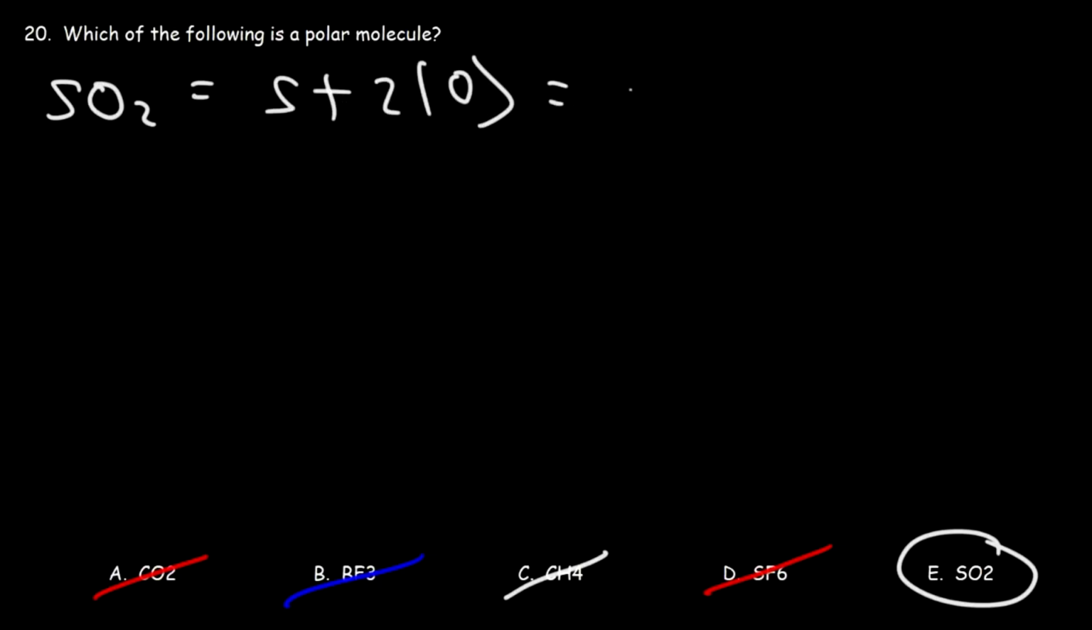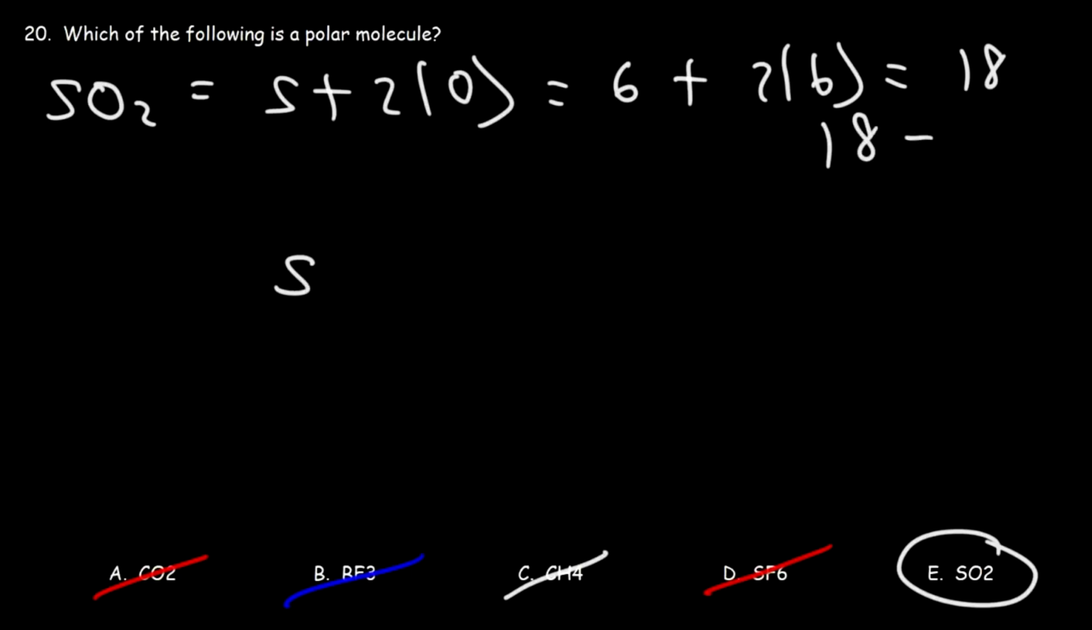Sulfur has 6 valence electrons, and the same is true for oxygen. So 6 plus 12 is 18. 18 is not a multiple of 8. But if you subtract 18 by the highest multiple of 8 just under 18, this will give you 2, which tells us that sulfur has 2 electrons, or 1 lone pair. Now oxygen likes to form 2 bonds. So this is the Lewis structure for sulfur dioxide.